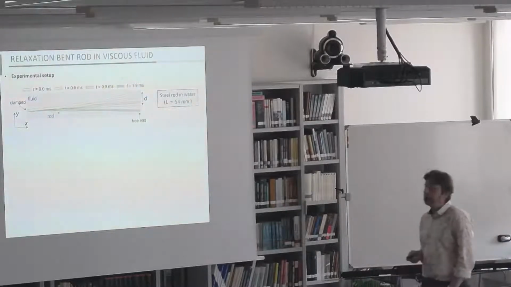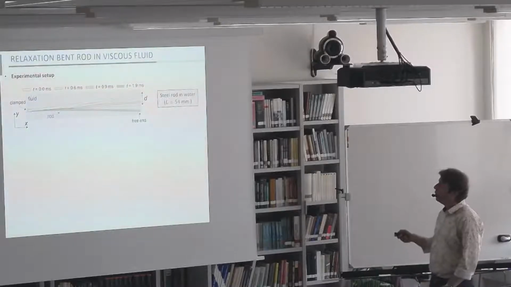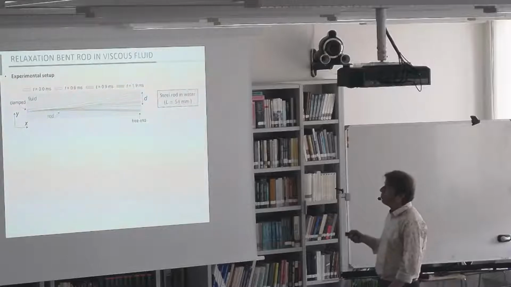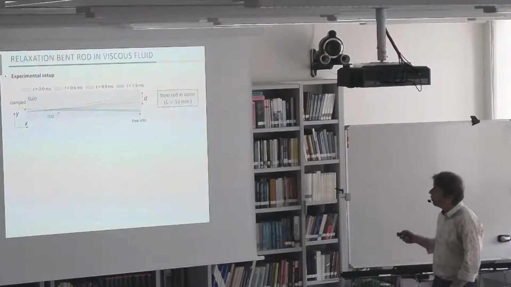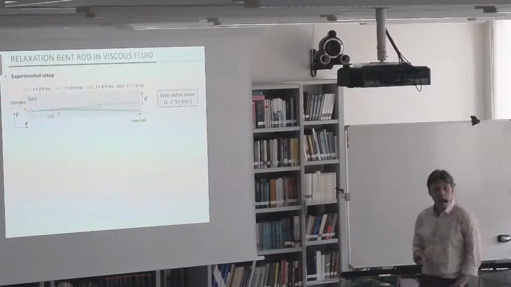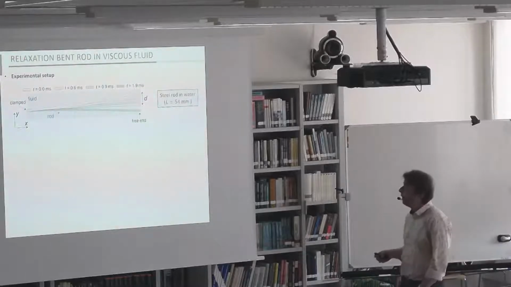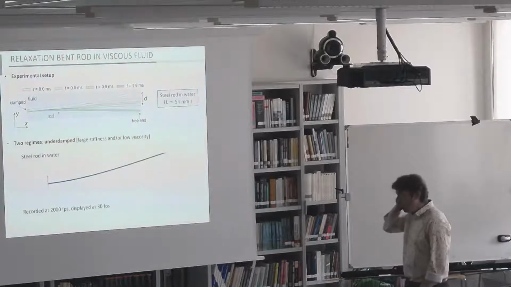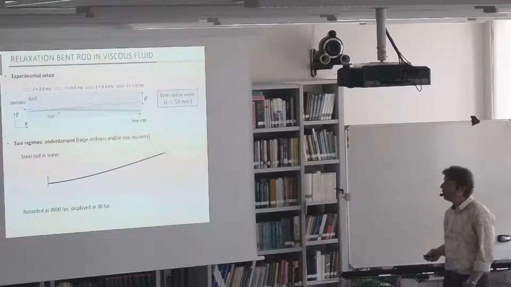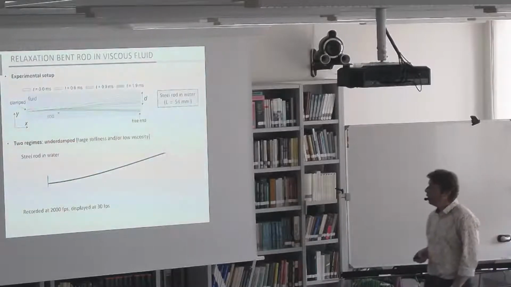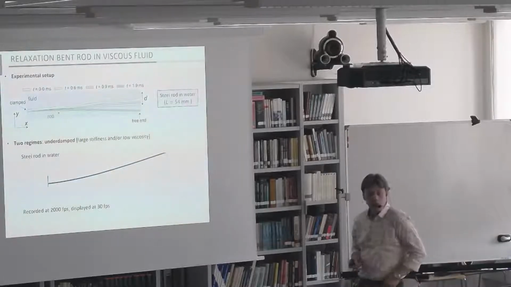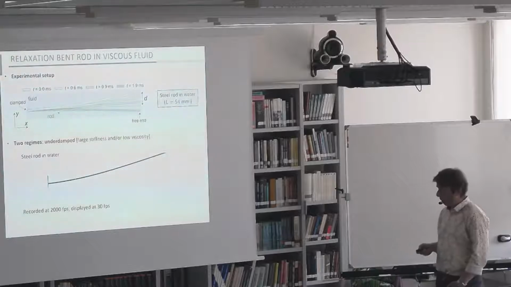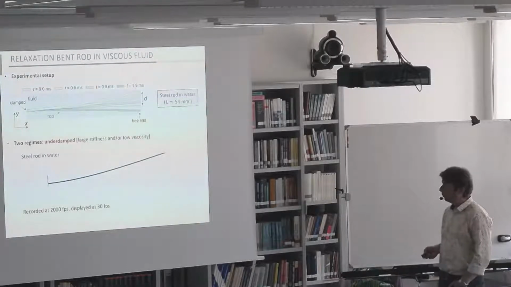So the experimental setup is quite simple. You have a rod inside a liquid. One extremity of the rod is clamped, and the other extremity is free and displaced by a distance d. Okay? And then you let the system go. And you observe essentially two types of regimes. You have the underdamped regime, which happens when the stiffness of the rod is large or when the viscosity is low. So here is an example of a steel rod in water.